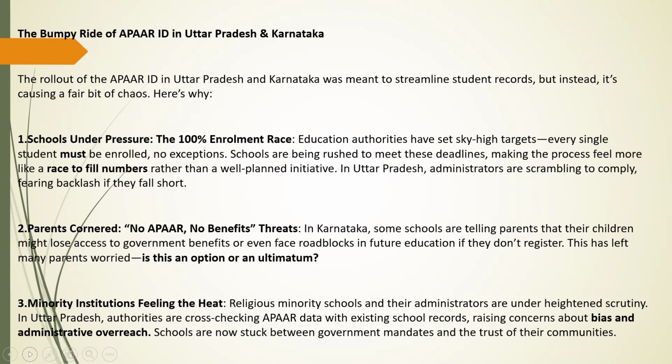The third one is minority institutions feeling the heat. Religious minority schools and their administrators are under heightened scrutiny. In Uttar Pradesh, authorities are cross-checking APAAR data with existing school records, raising concern about bias and administrative overreach. Schools are now stuck between government mandates and the trust of their communities. So these are the bumpy ride of APAAR ID, the challenges and obstacles faced in Uttar Pradesh and Karnataka.